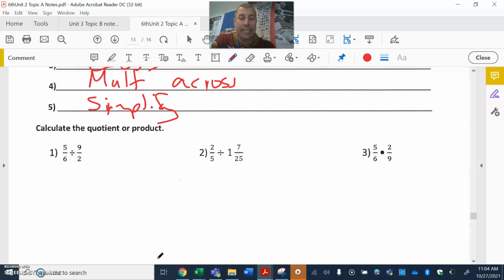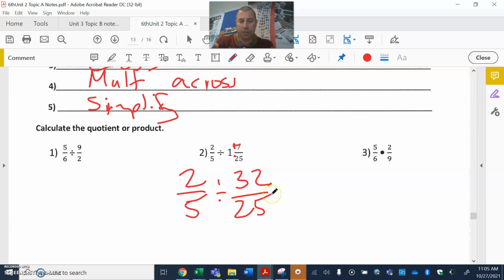2/5 divided by 1 and 7/25. Okay, so step number 1 is improper fractions. Here's the thing, though. It's 2/5. I can't get an improper fraction. It's just a fraction. Fine, leave you alone. But the next one, the 1 and 7/25. Remember, it becomes a multiplication problem. So 25 times 1, 25. And then we add on that numerator. So 25 plus 7, 32. So it's 32/25. Again, we multiply, we add, keep that denominator the same.